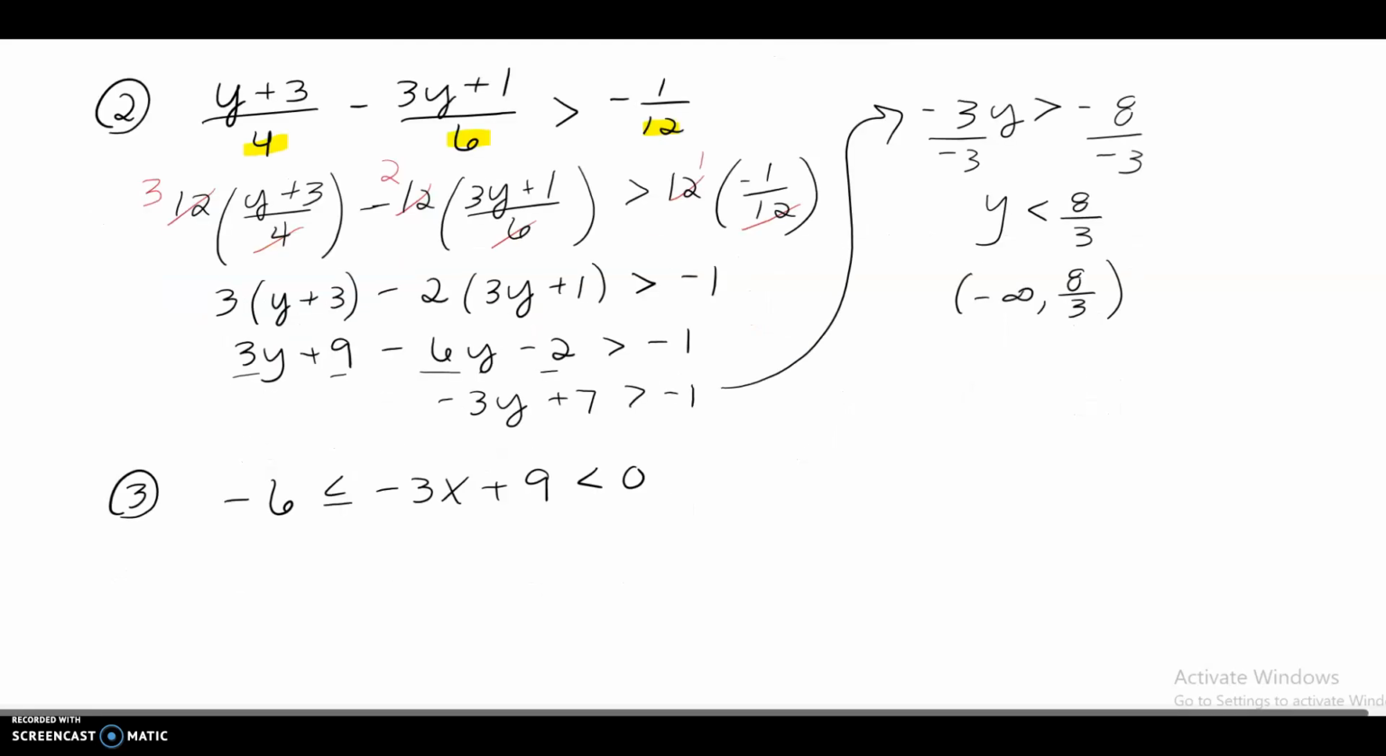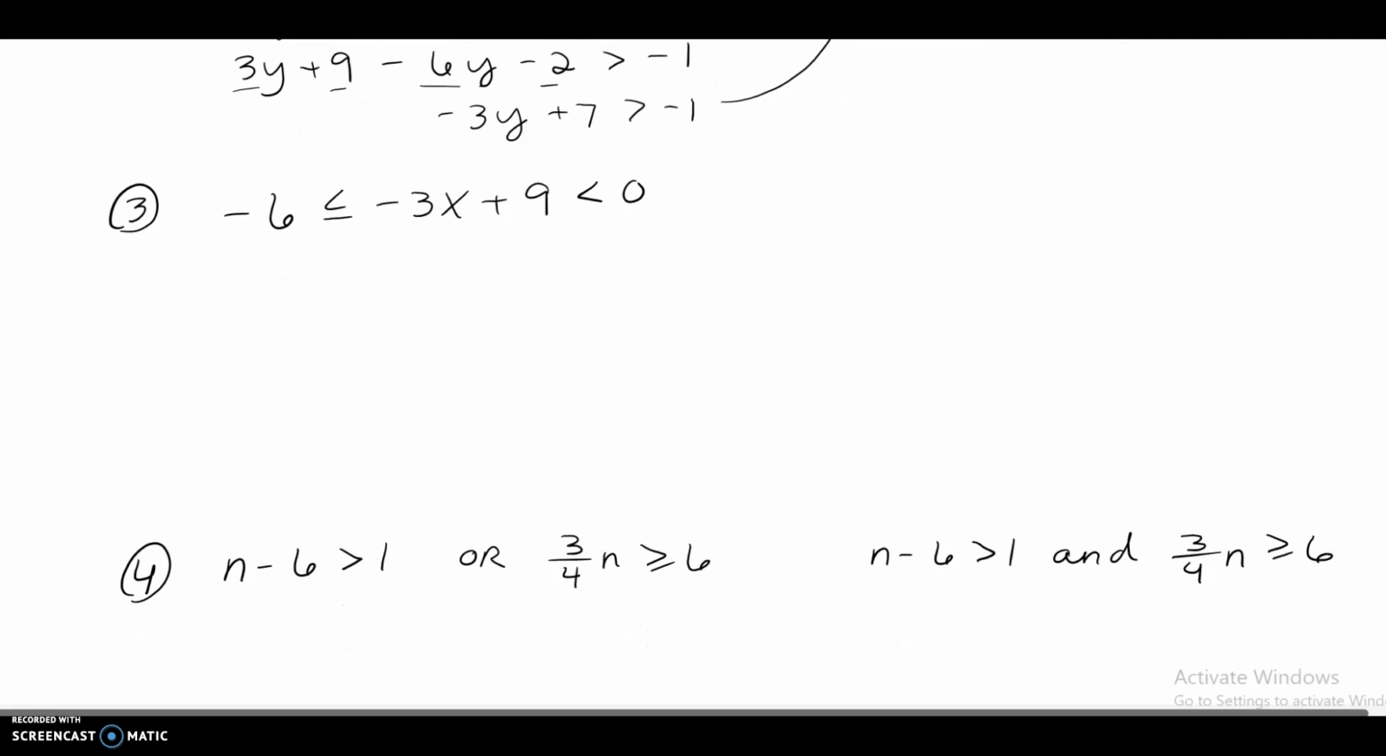Okay, this next one here is a compound inequality that is written in 3 parts. And notice that you have an inequality sign here and here. Okay, so you're really working 2 problems at once. So when I subtract 9, I want to make sure I subtract 9 from this side and this side. Okay, so that's going to give me a negative 15.